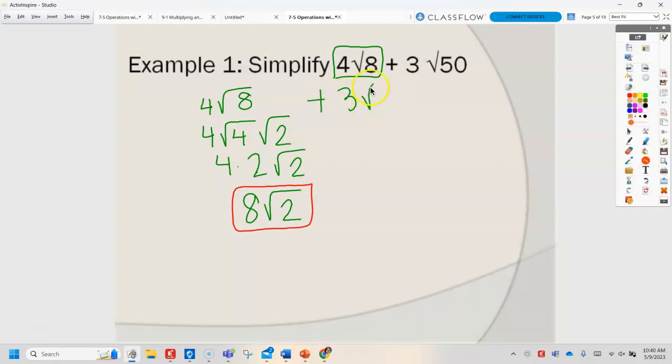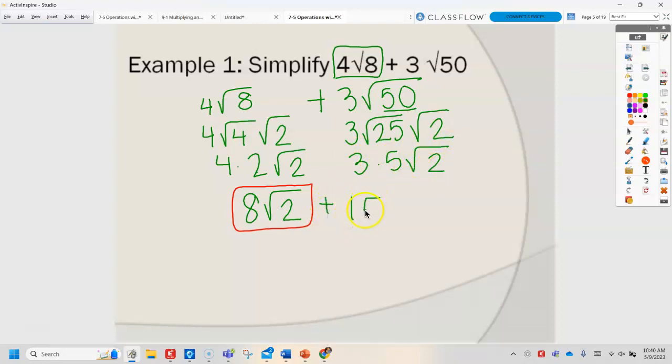Plus 3 square roots of 50. 50 is the same as 25 and 2, but the square root of 25 is 5. So that becomes 15 square roots of 2.